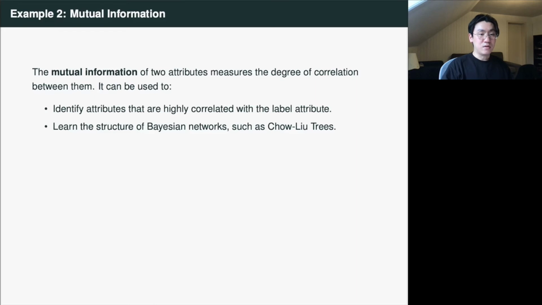We have looked at the ridge linear regression model. Let's now turn to the mutual information. The mutual information of two attributes measures the degree of the correlation between them. Mutual information is useful in many machine learning tasks. For example, it can be used to identify attributes that are highly correlated with the label attribute, so that we can drop the unrelated attributes to reduce the dimension of the model. It can also be used to learn the structure of Bayesian networks, such as Chow-Liu trees.